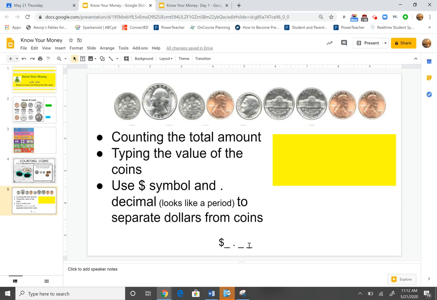And then this is the coin amount. So the decimal kind of separates the dollars from the coins, just like in time that colon separated the hours from the minutes. Now, in counting money on the slide before, we just mentioned start with the largest amount, which is 25 cents seen here.